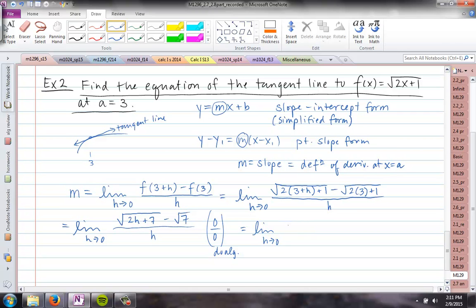So what you do is you multiply by the conjugate of, in this case, the numerator, to extract that factor of h. So it's just a little trick that we learned in 2.3. So same applies here. I'm going to multiply by the conjugate, which is square root of 2h plus 7 under the root, and then change it to plus instead of minus, and then my square root of 7. And then I've got to put that in the denominator as well.